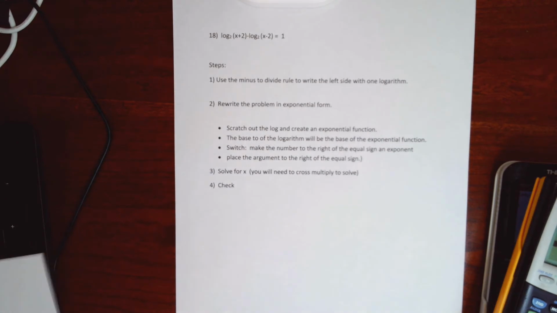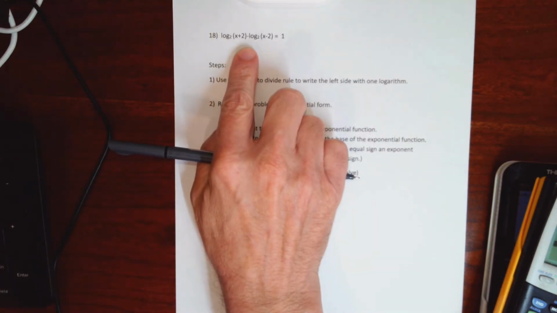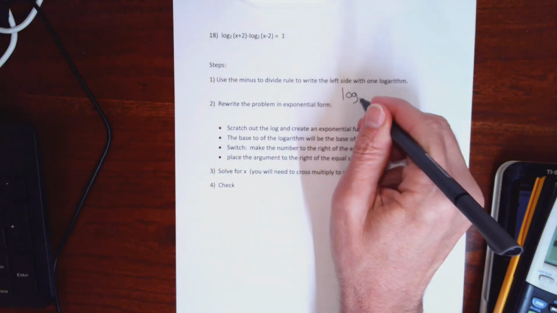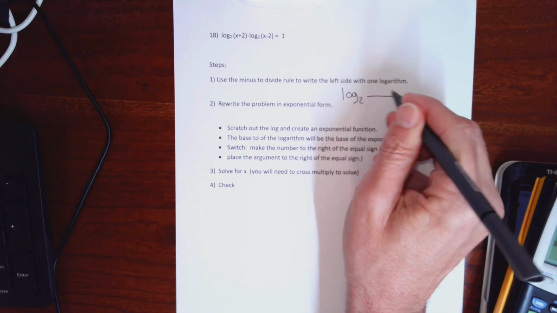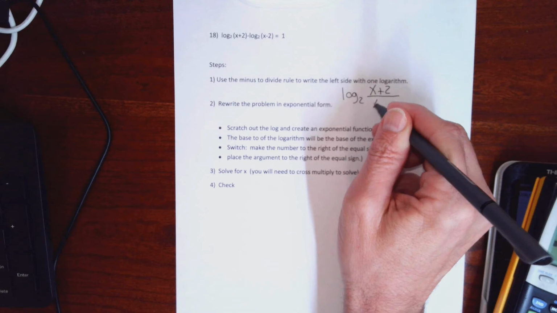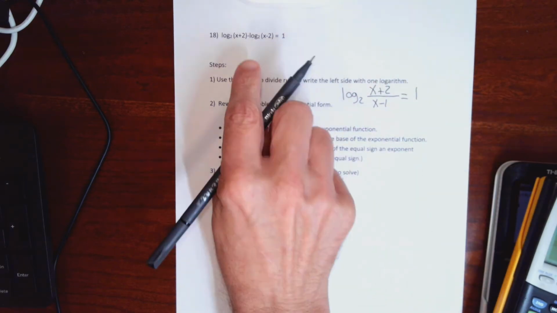18 and 19 are the harder problems. On 18, I'm going to first use the minus to divide rule to take these two logarithms, same base, separated by a minus, to write them as one logarithm. If you have two logarithms, same base, and they're separated by a subtraction sign, you're allowed to condense those two logarithms into one logarithm if you divide their arguments. This is what step 1 wants me to do.